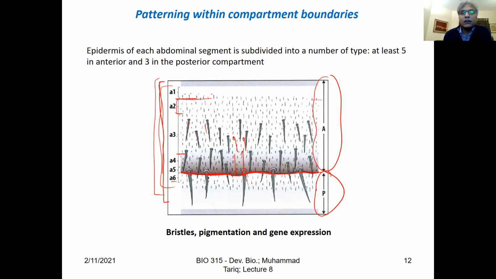Does every segment have a similar kind of pattern, or is it a different pattern, as you mentioned? It's unique. Just like denticle belts, they are also unique. Okay. Thank you.